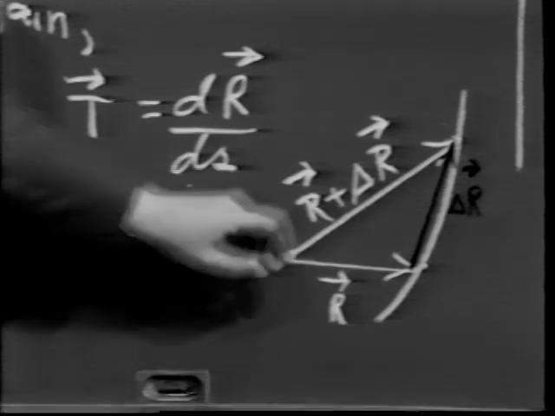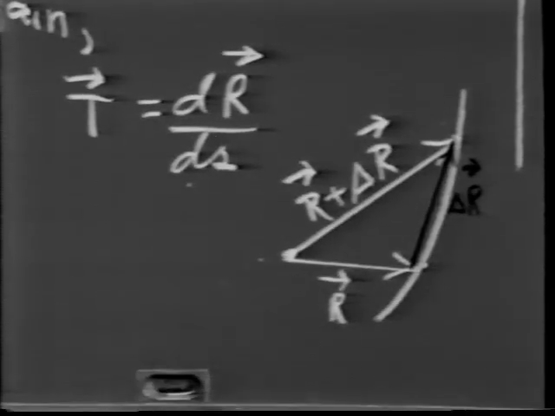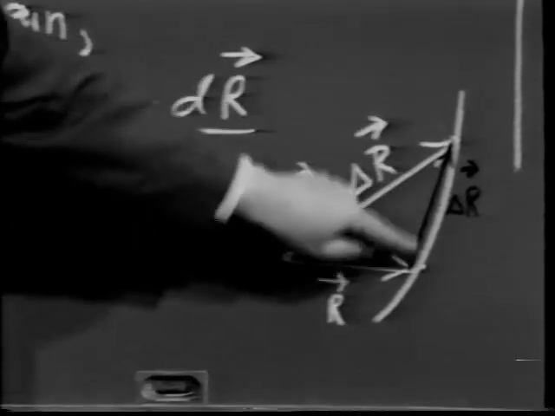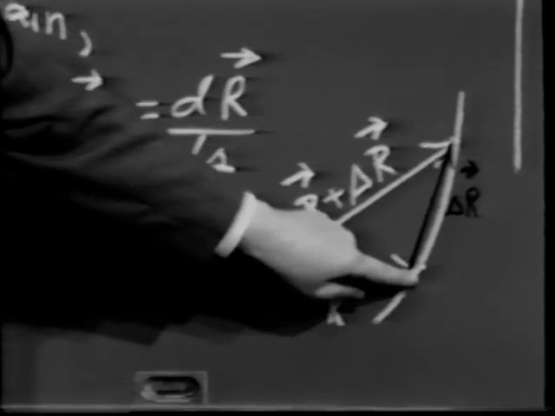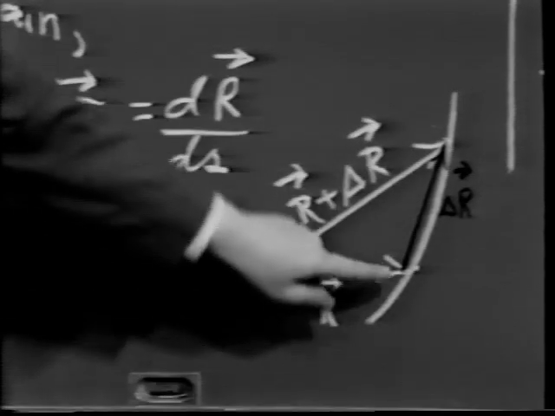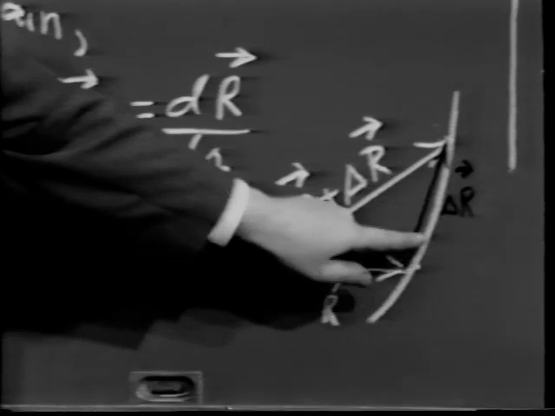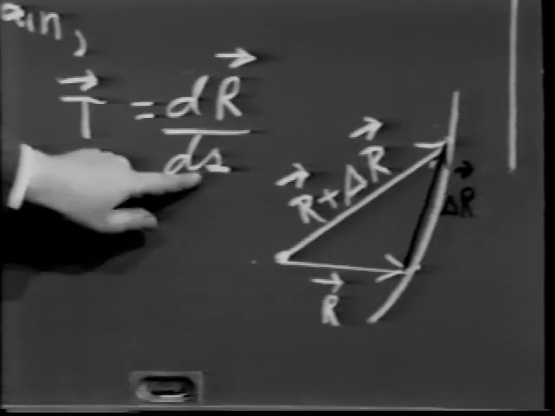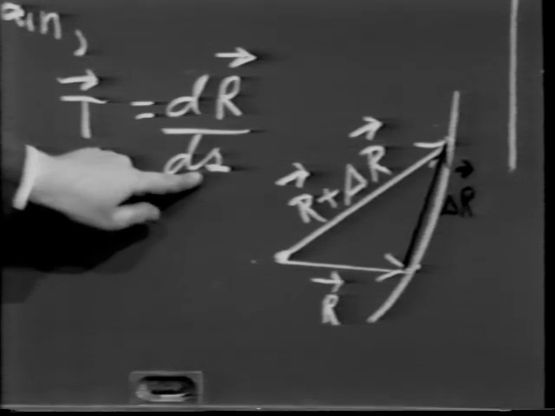Look what happens as you take delta r and divide it by delta s. First of all, the direction of delta r does become the direction of the tangent line as delta s approaches 0. So certainly we can believe that the direction of dr/ds is going to be the tangential direction.